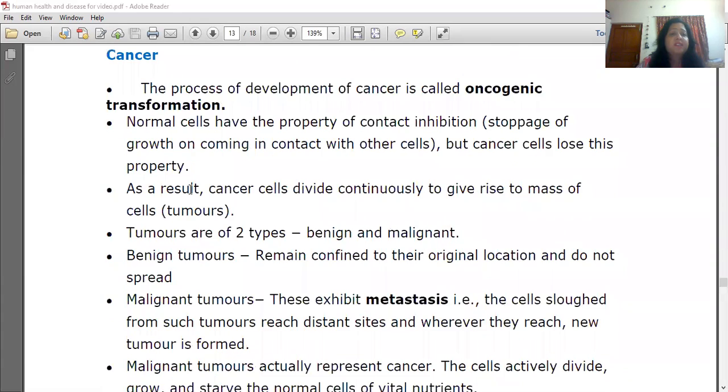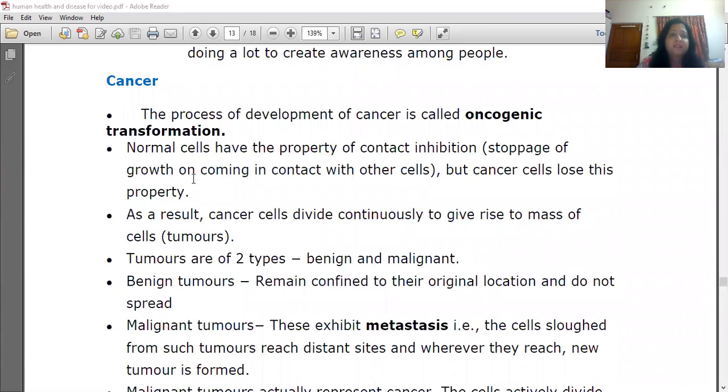Now another very common disease is cancer. How does this cancer occur? This is very important. The process of cancer is known as oncogenic transformation. Now we know that normal cells have the property of contact inhibition, that is stoppage of growth on coming in contact with other cells. But these cancer cells lose this property. As a result, the cancer cells divide continuously, resulting in a mass of cells, which is known as a tumor.